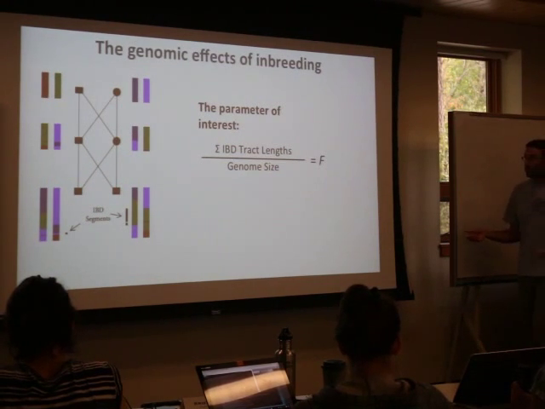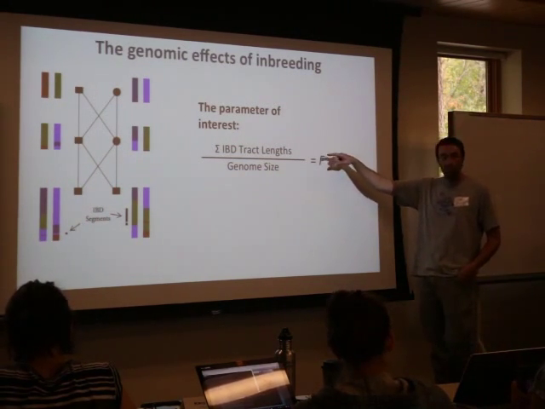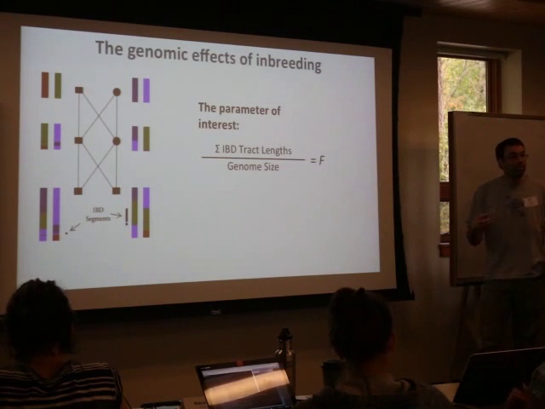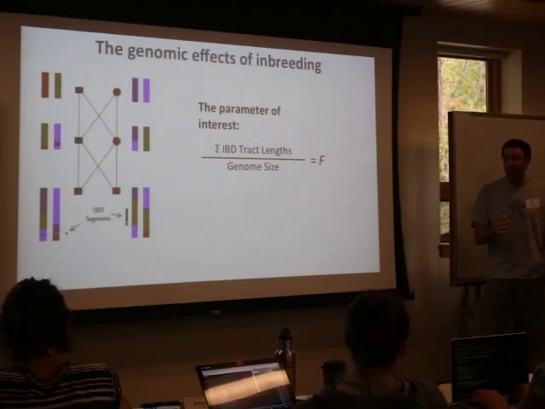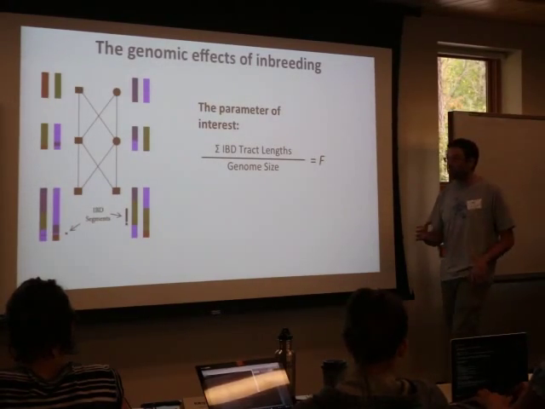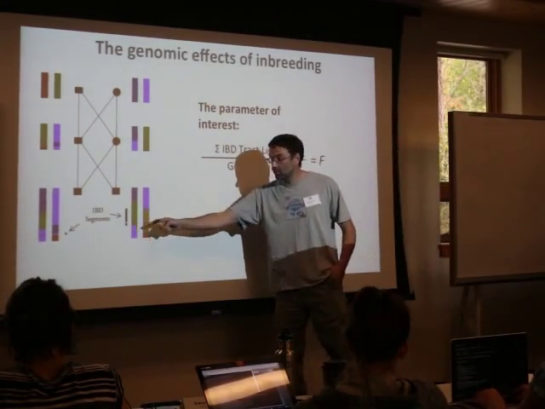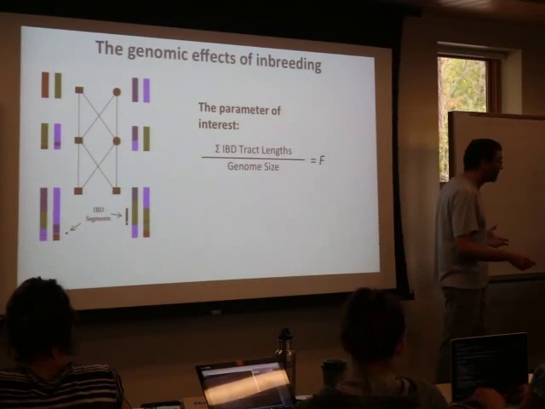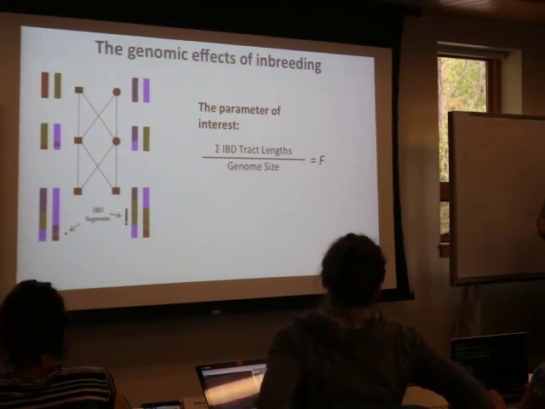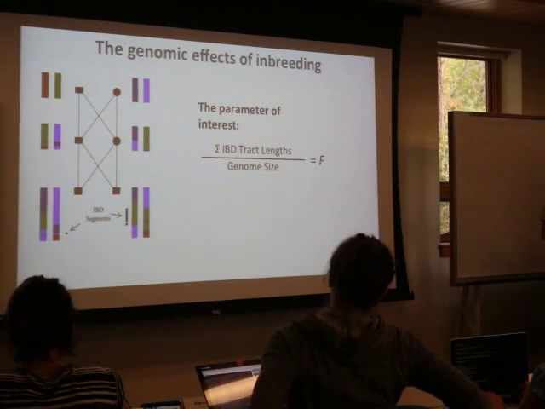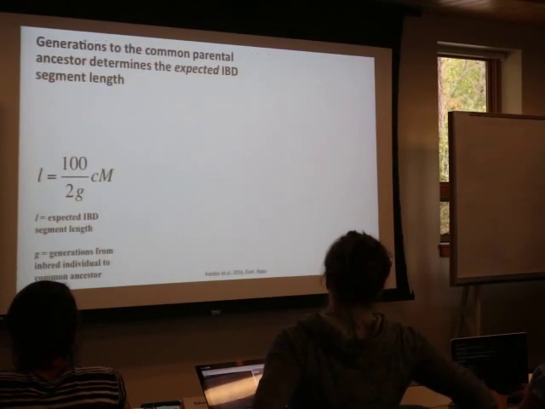So we have this parameter F. This is what I consider realized or true individual inbreeding, and that is the proportion of the genome that's found within identical by descent chromosome segments. So if we can identify these segments in individuals, we can sum up their lengths and divide by the genome size, and that's the true description of an individual's inbreeding level. That parameter is called F.